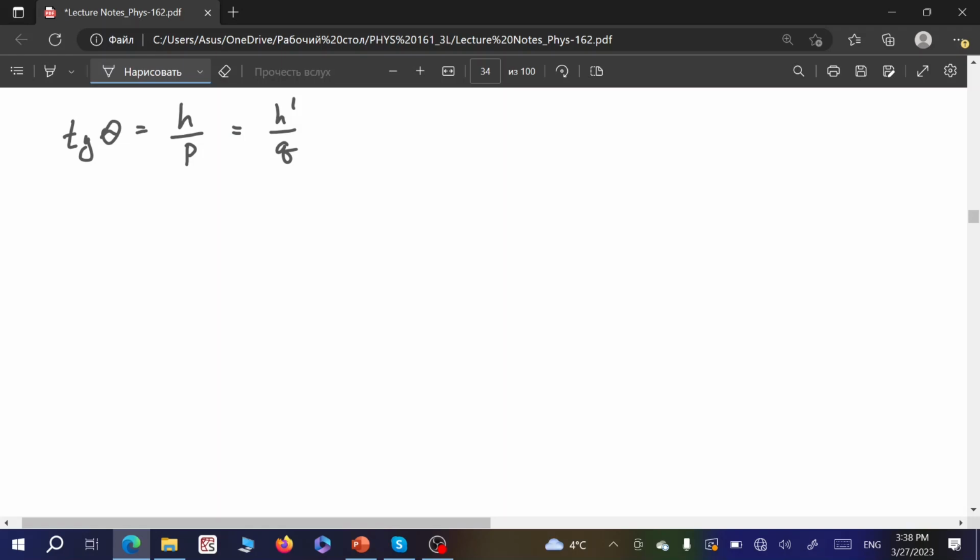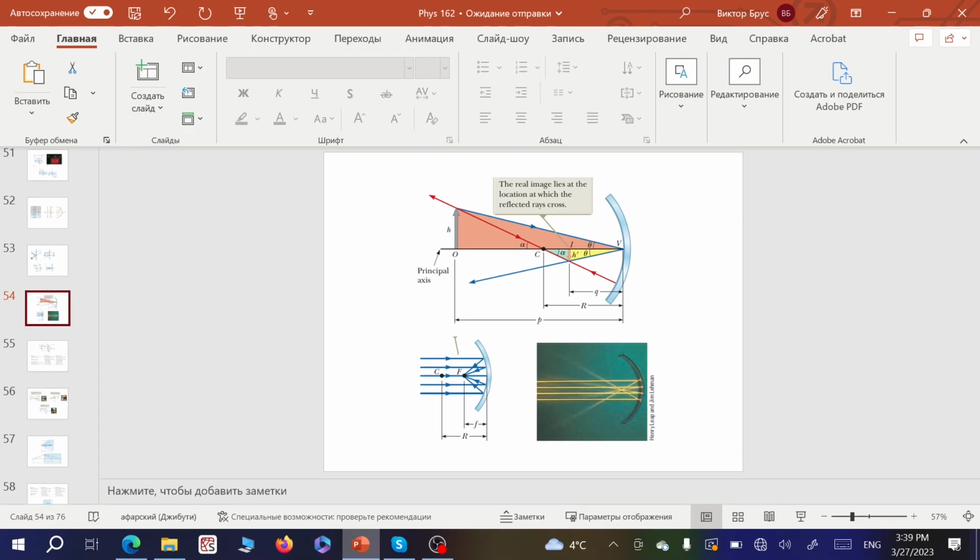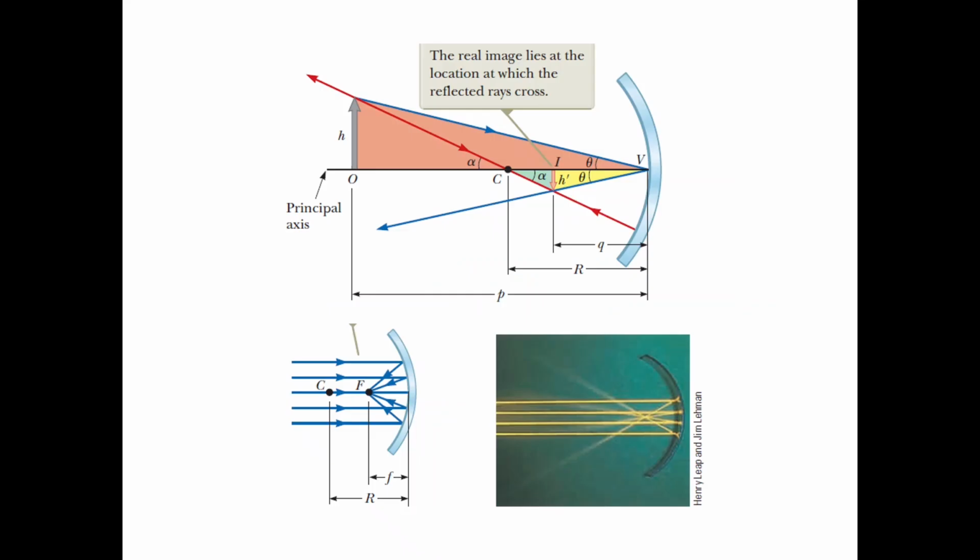So now we keep in mind that here we have minus also because this h prime goes with the minus. From here we express the magnification, which is the ratio of the linear size of the image to the linear size of the object, and that will be minus q over p. So the sign tells us if it is flipped or not. Negative means it is a flipped image with respect to the object. Positive means that they are not flipped. So let us come back to the slide.